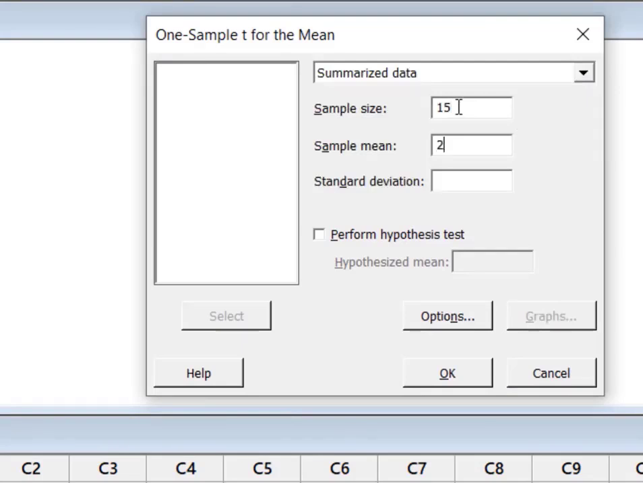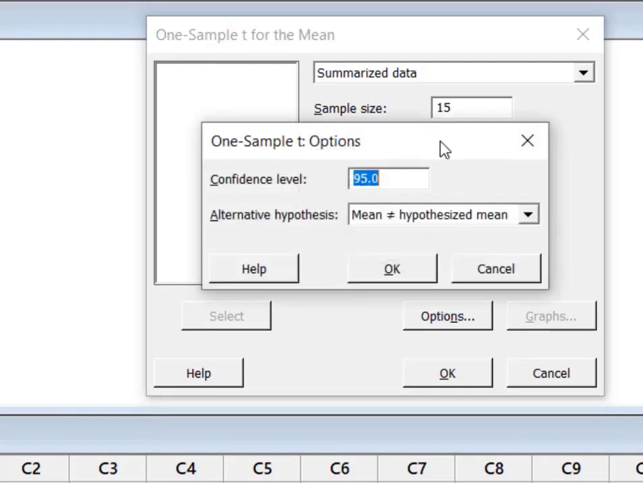The sample mean was 2615. The sample standard deviation was 735. I'm going to perform the hypothesis test. Remember, the established value, or the hypothesized value of the mean out of our hypothesis statements, was 2825.